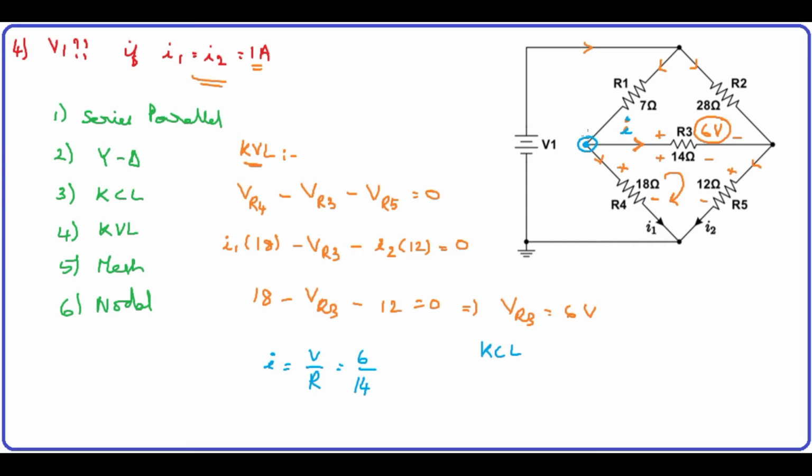Kirchhoff's current law at this node. So what can I go ahead? Of course, the current is coming in this way. This current is coming in this way, and two currents are going in this way. So it's very simple for me. Kirchhoff's current law. Let me write Kirchhoff's current law here.